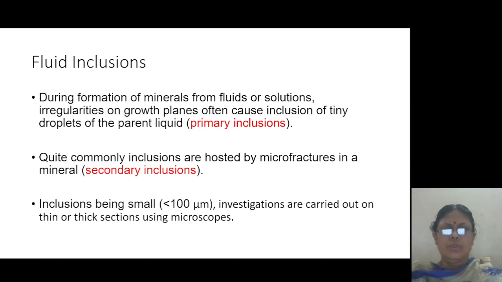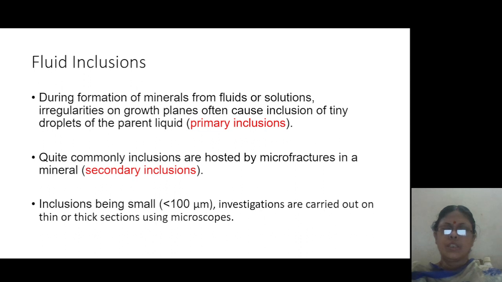Now, there are two types of fluid inclusions: primary inclusions and secondary inclusions. Primary inclusions are trapped during formation of the minerals. Minerals form from fluids or solutions, and inclusions may be trapped in irregularities or on growth planes of the minerals, and that causes tiny droplets of the parent liquid to be trapped, and those are known as primary inclusions. And secondary inclusions are those which are hosted by microfractures.